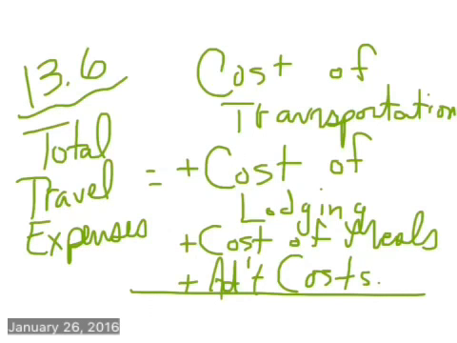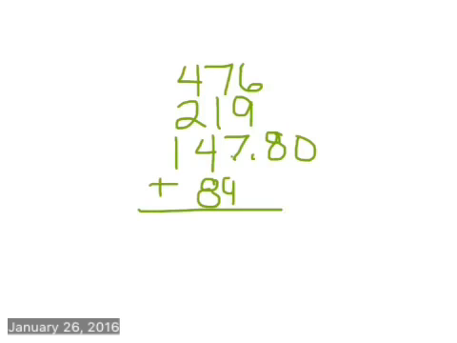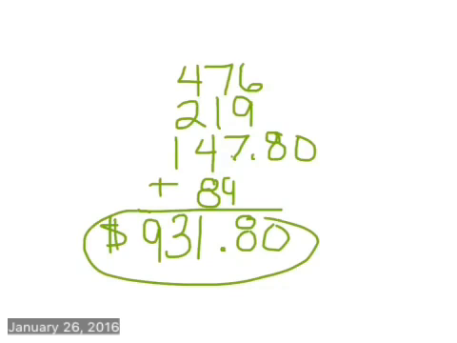So if you look at number one on the middle of page 441. It says the cost of transportation is $476. The cost of lodging was $219. The cost of meals was $147.80. And the additional cost was $89. How much did it cost to send that person? So when you add those together, what do you get? $931.80.